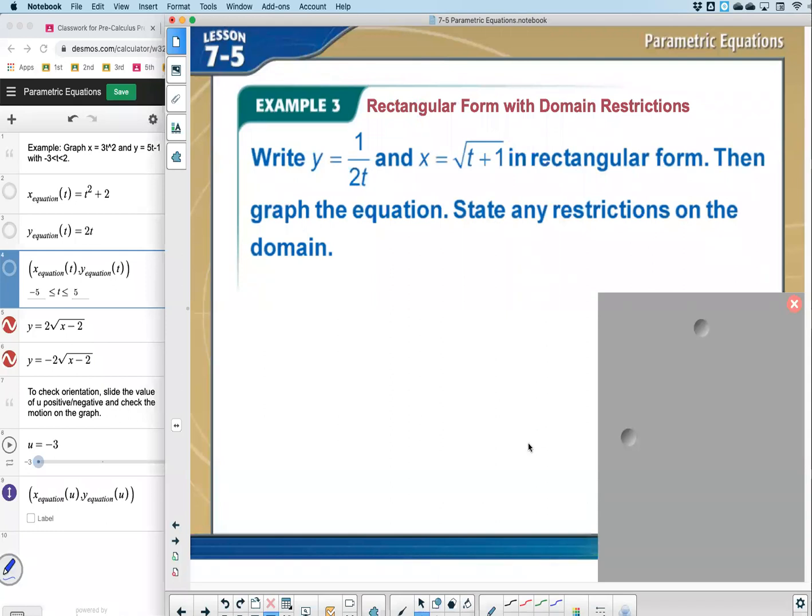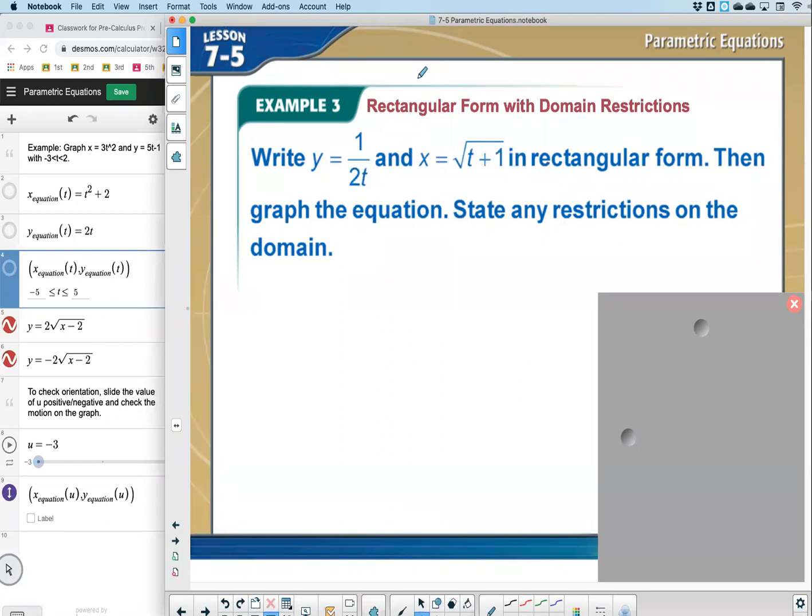All right, now let's talk about how we do domain restrictions. So same concept of what we've been working on, but we're going to do domain restrictions. So you might remember that in math, you are not allowed to take the square root of a negative number, which means for this problem, time could not be less than -1. Otherwise, you'd be taking the square root of a negative number. Also, time cannot equal 0 because you'd be dividing by 0. So there's a couple things that cannot happen here.